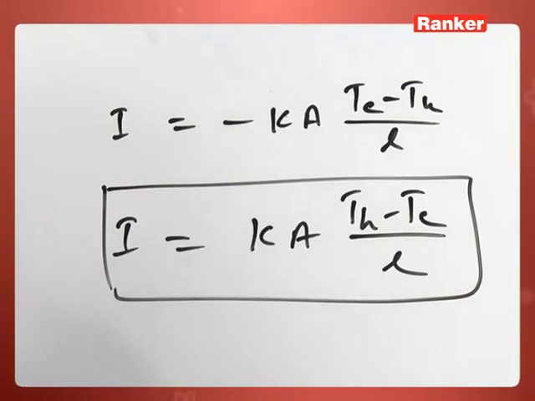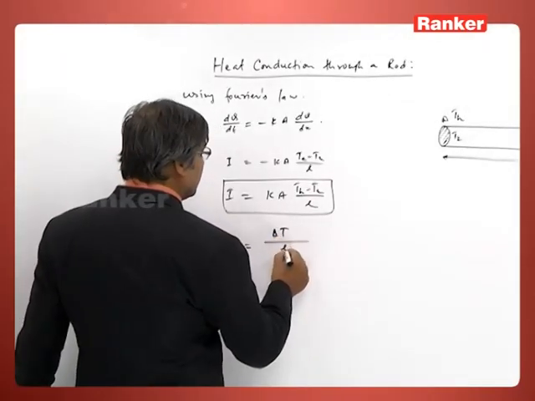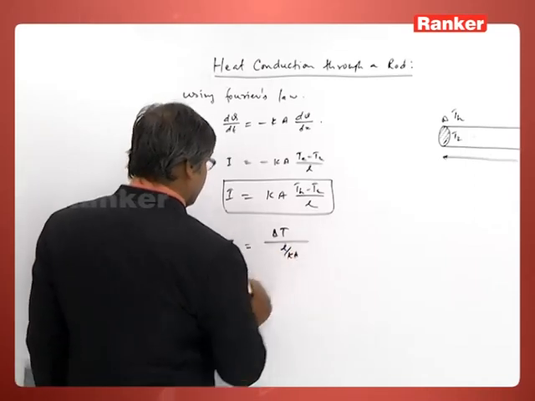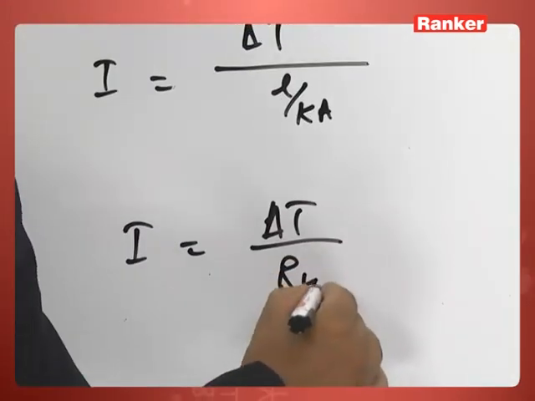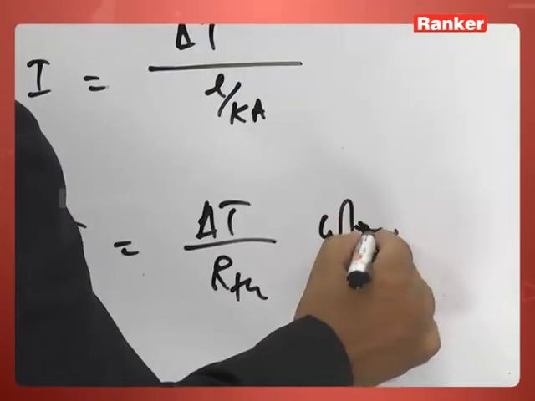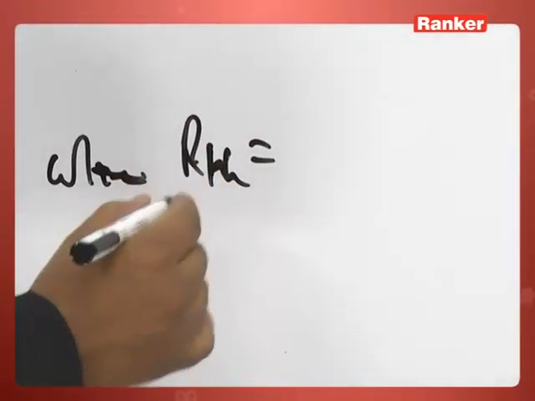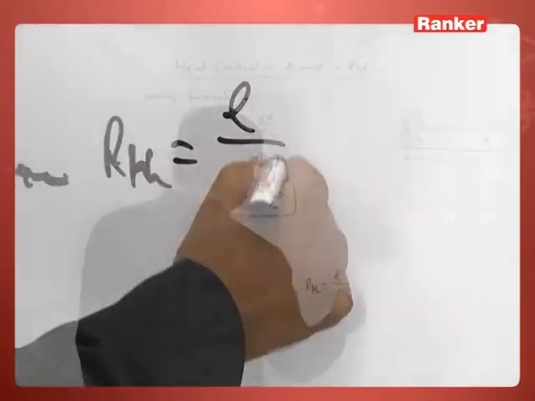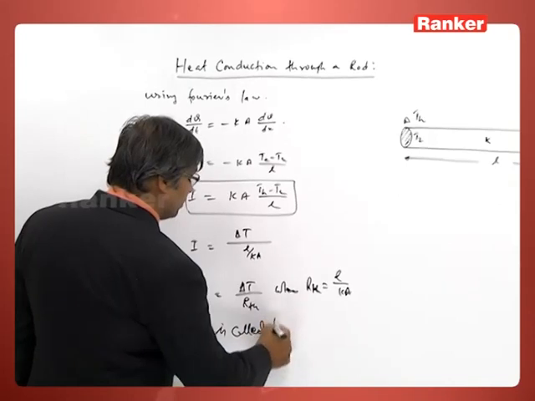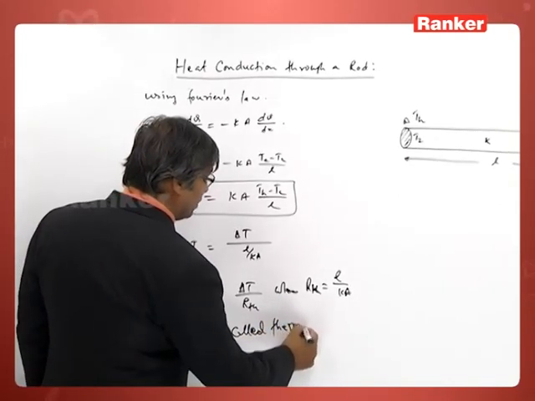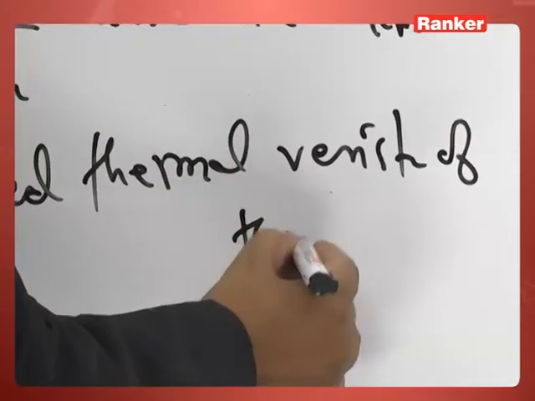So, we can write this I as delta T, the temperature difference, divided by L by KA, which is further written as delta T by R_TH, where R_TH is equal to L by KA, called the thermal resistance of the rod.